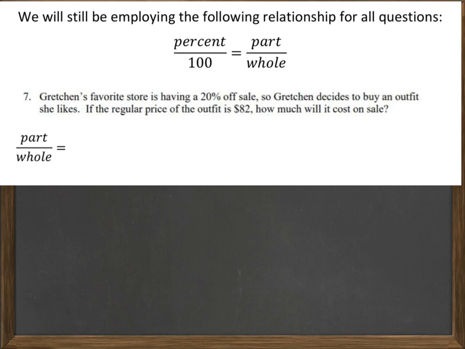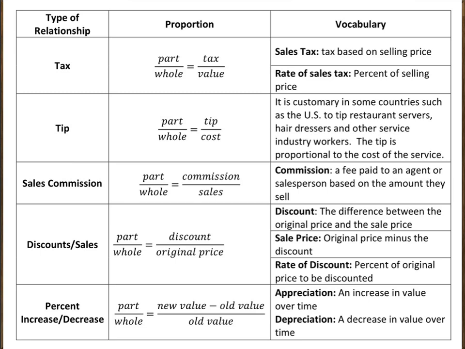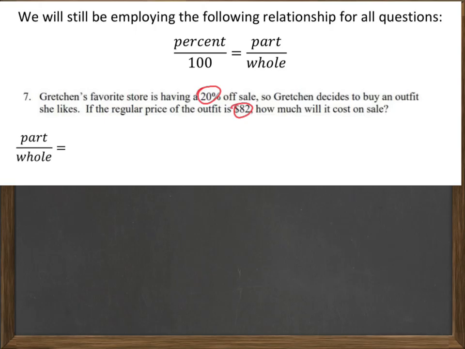This problem says Gretchen's favorite store is having a 20% off sale. So Gretchen decides to buy an outfit she likes. The regular price of the outfit is $82, and how much will it cost on sale? If we go back to our table, we're talking about discounts. So we have a part-to-whole relationship: the amount of the discount divided by the original price. But what are they asking for? Are they asking for the discount, or the sale price? They're asking for the sale price. So let's set it up like we normally would and see what happens.